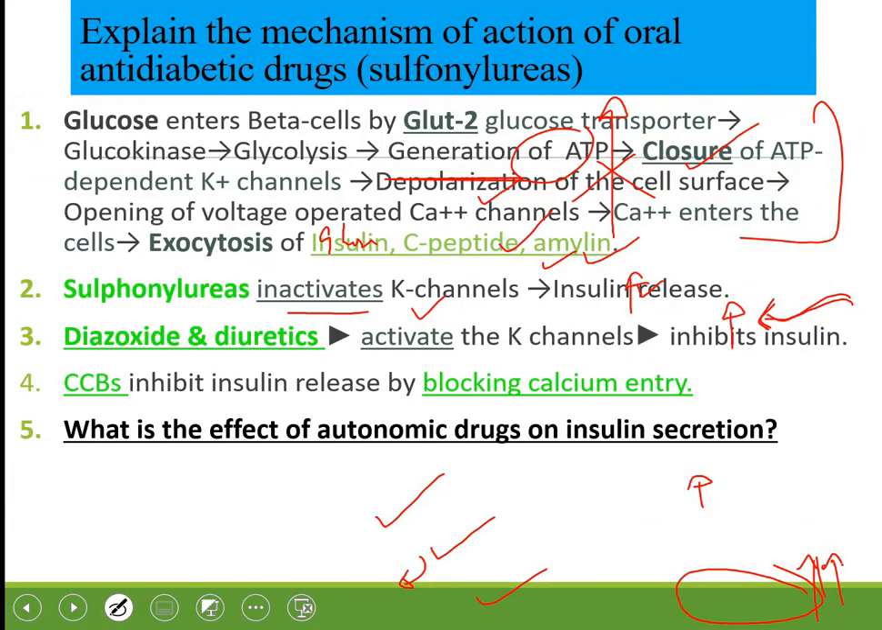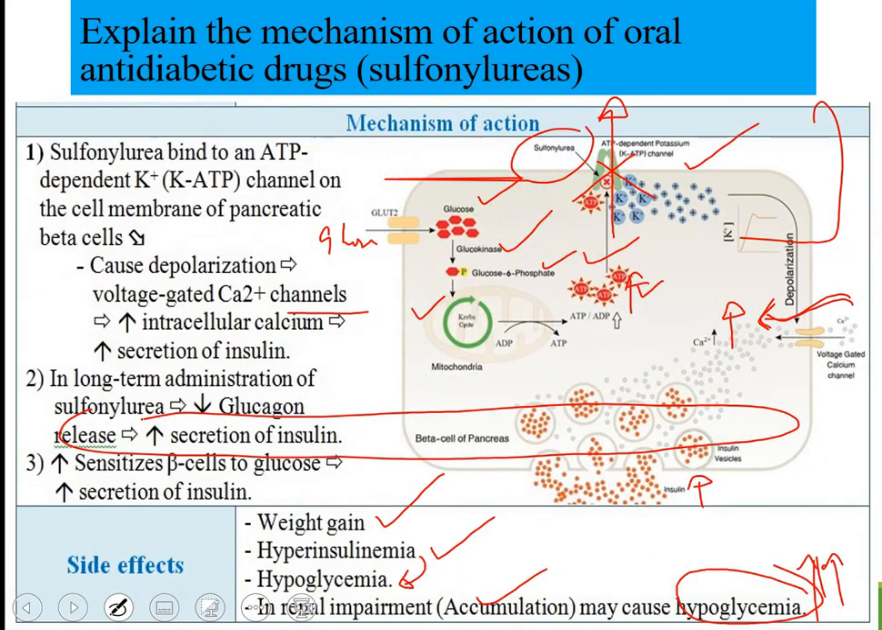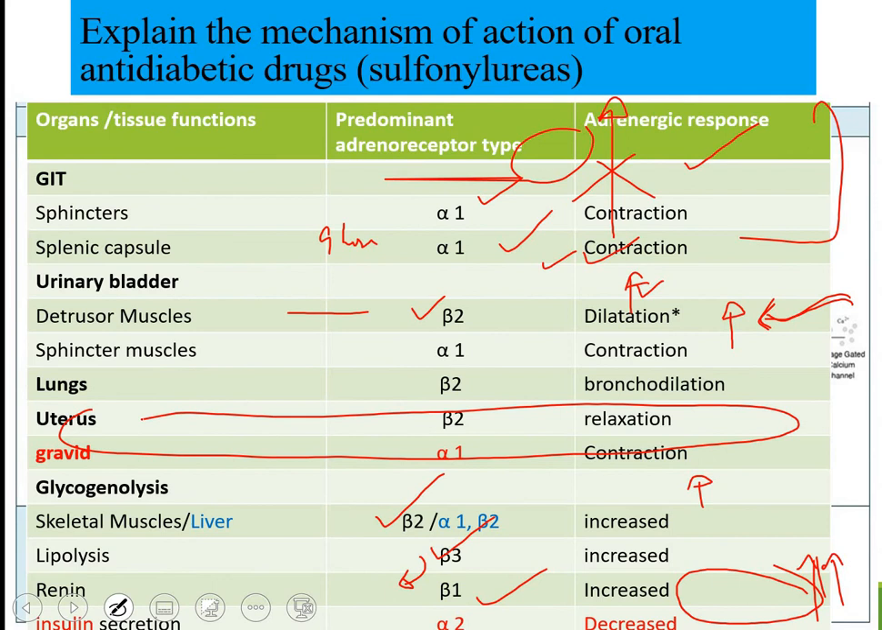There was one question in the previous slide: what is the effect of autonomic drugs on insulin secretion? So I will carry you straight. This is the mechanism you have been through, and now you go to this one. In the autonomic nervous system, there is a parasympathetic division and a sympathetic division. Now what happens in adrenergic stimulation, meaning sympathetic nervous system stimulation? The skeletal muscle has beta 2 receptors, and the liver has alpha 1 as well as beta 2 receptors. Thus, glycogenolysis is increased, meaning breakdown of glycogen to glucose is increased in sympathetic stimulation.